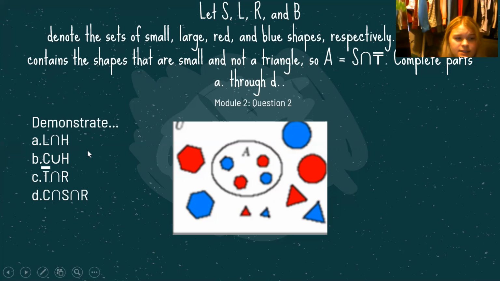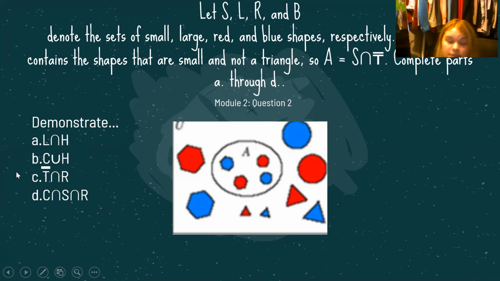In question B, it's asking us to demonstrate C union hexagons, which are going to be all the sets of circles and hexagons joined together because it's the union. So those are only going to be circles and hexagons. They can be small or large, red or blue. They just have to be circles and hexagons.